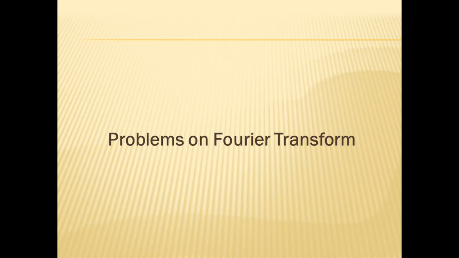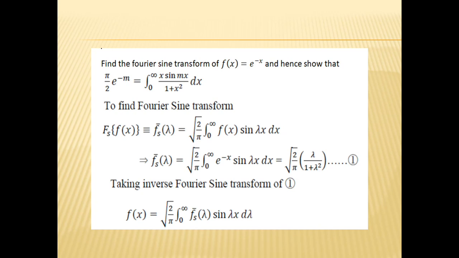We will discuss some problems for this Fourier transform. Find the Fourier sine transform of f of x is equal to e raised to minus x, and hence show that pi by 2 e raised to minus m is equal to integral 0 to infinity x sine mx divided by 1 plus x square dx. That means we need to prove that the value of this integral is equal to pi by 2 e raised to minus m, and for that we are applying Fourier sine transform.